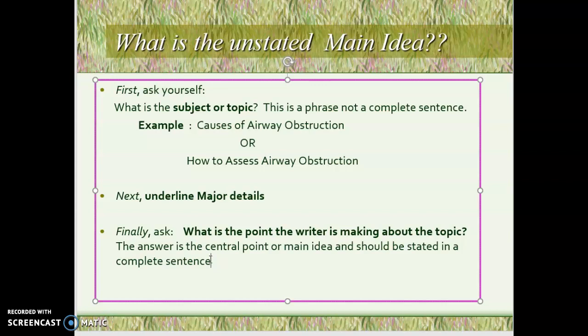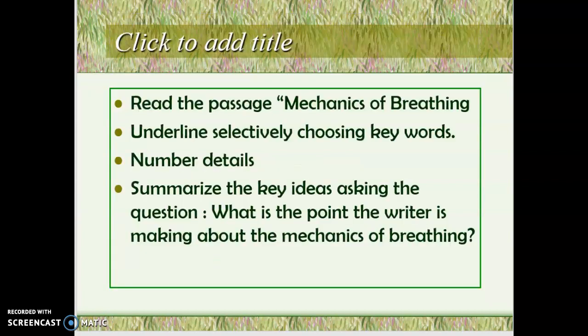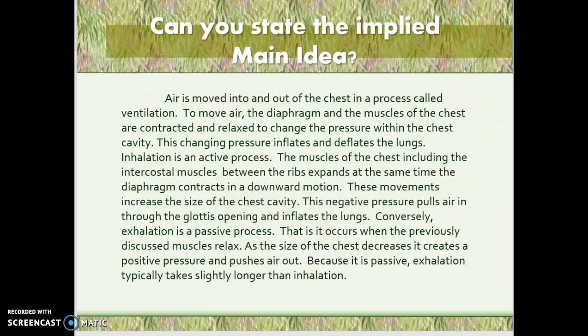And when you annotate your text, you write implied or unstated main ideas in the margins. And that way, when you turn your marks and annotations into notes, you have all of the main points, regardless of if they're stated or implied. So give it a shot. You're going to read the next passage. It's called Mechanics of Breathing. And then see if you can identify the topic and the most important point the writer is making about the topic. So go ahead, hit pause, and see what you can come up with.